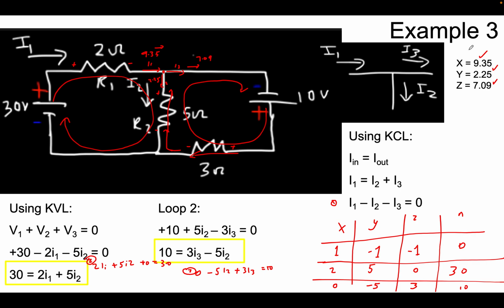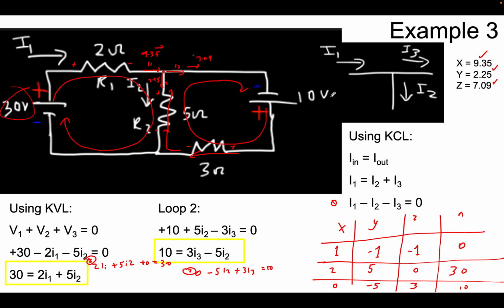If I apply the Kirchhoff's current law, I will have I2 plus I3 should equal this I1. And that makes sense, yes. 7.09 plus 2.25 roughly adds up to 9.35. So this is correct. I in equals I out. And the direction also makes sense.